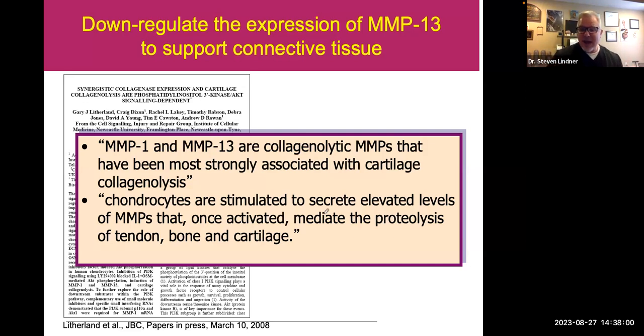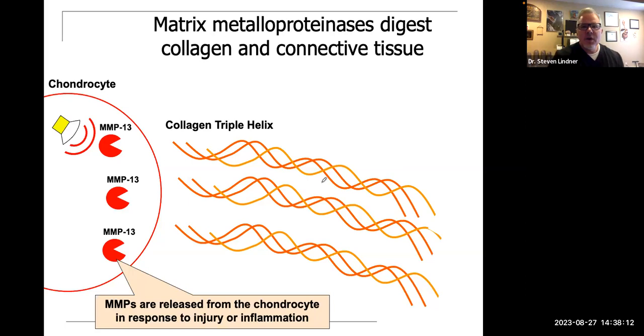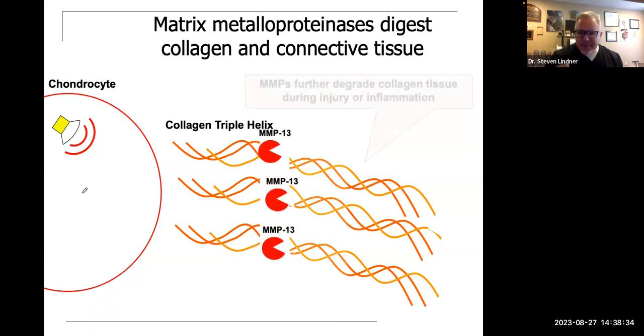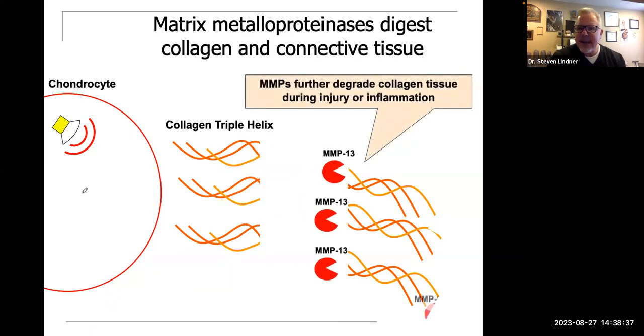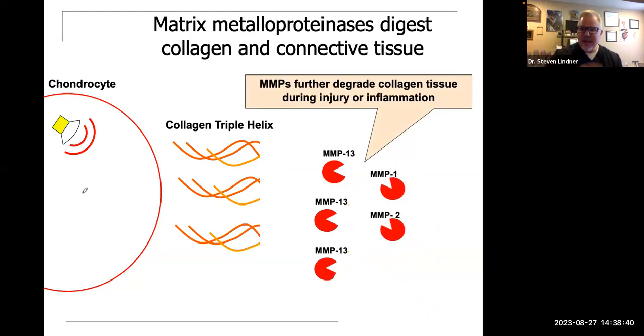And once they're stimulated or activated, they mediate proteolysis, right? To break down things with protein, which are found in tendon, bones, cartilage, blood vessels, skin. So look at this. So here's MMP13s. Here's the chondrocyte. These are collagen proteins or collagen fibers. And a large part of your bone is made up of collagen. Okay, so these MMPs are released from the chondrocyte in response to some sort of injury or inflammation. And then what happens is it just starts to further break down the collagen tissue during inflammation. Here's the MMP1 and MMP2s that are just breaking it down.